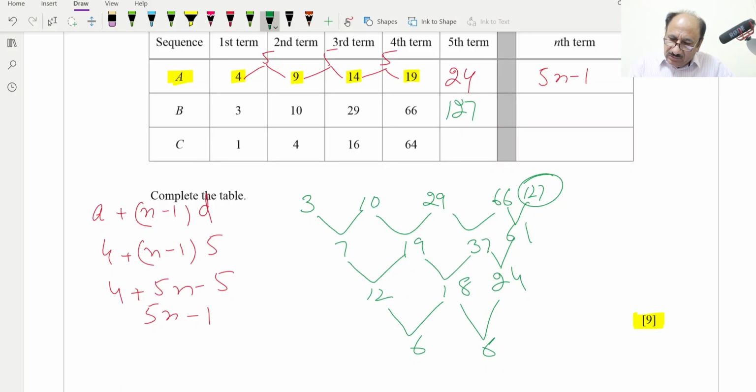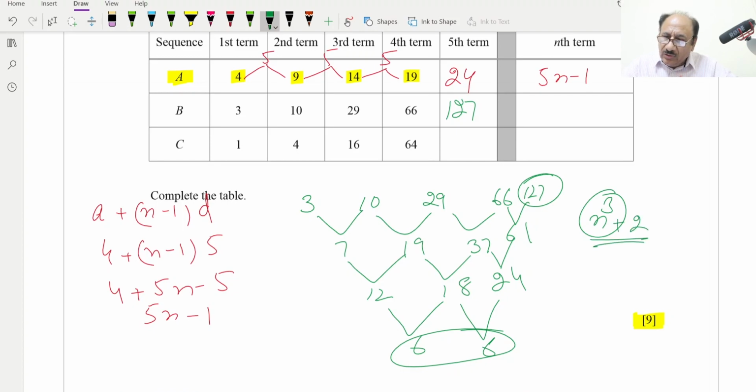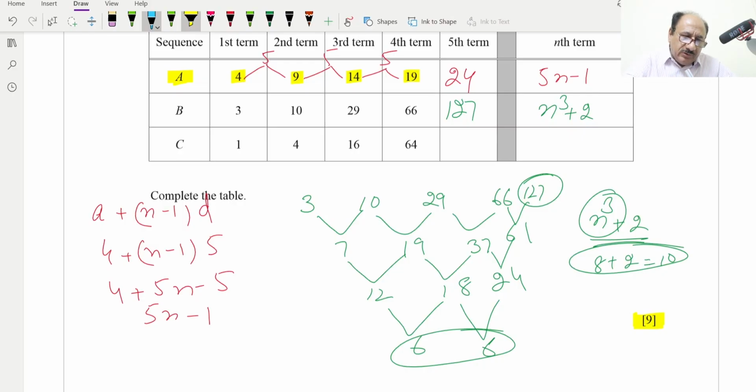So this will be 127, and we can write this will basically be n cube. We know that the third order difference is the same, so we take n cube. If we take 1 cube, but we need 3, so we'll have to add 2. So we will check this formula. For 2, 2 cube will be 8 plus 2, which is equal to 10. So the formula is working, so we can provide over here n cube plus 2. This will be our B part which we have done. Now we will go for the C part.